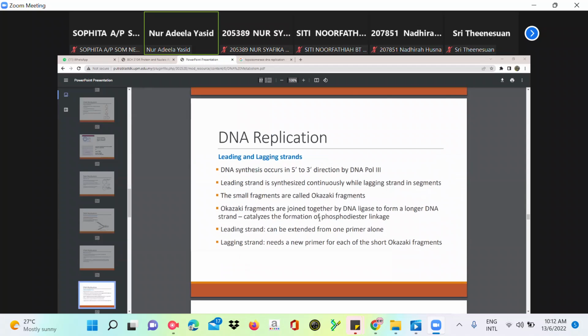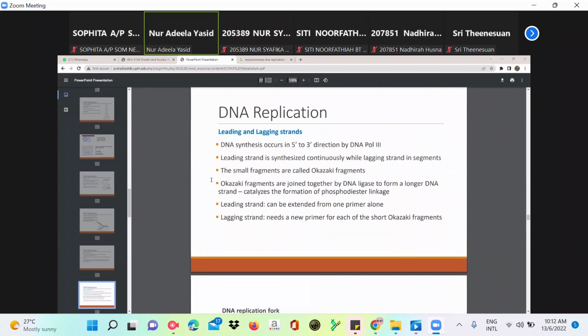About leading and lagging strands. An important point you need to know: synthesis occurs in the 5' to 3' direction by DNA polymerase 3. The leading strand is synthesized continuously while the lagging strand is synthesized in segments, and the segments are called Okazaki fragments. DNA ligase helps to join together all these Okazaki fragments to form a longer DNA strand, catalyzing the formation of phosphodiester linkages.